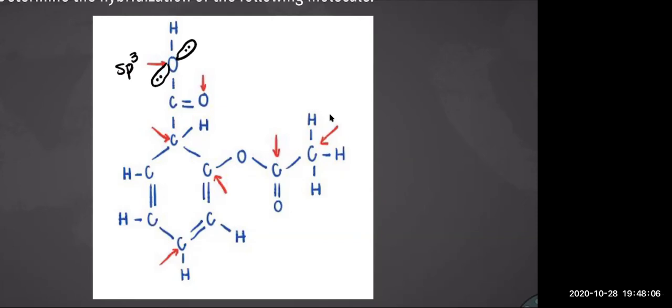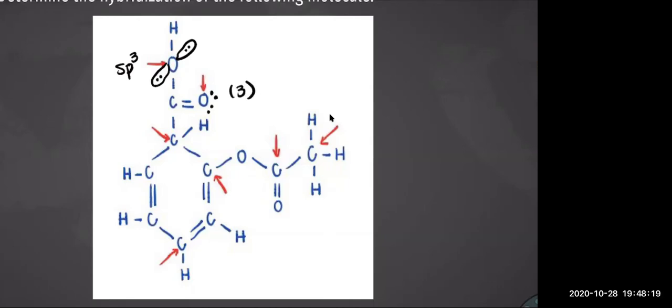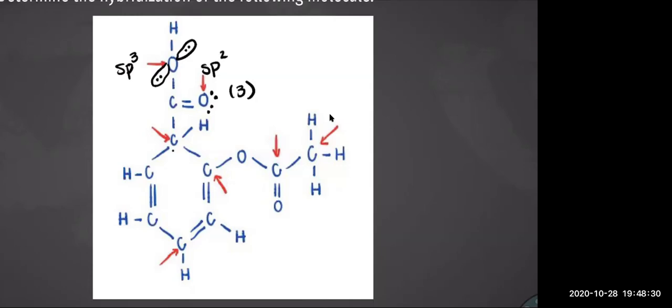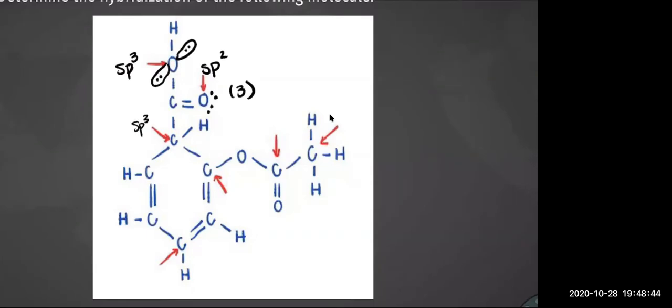So for this oxygen right here, what did you guys put? So it has 2 lone pairs. So this would be how many connections? 4. It'd be 3. 2, 3. Yes, 3. So it would be sp2. How about this carbon? The carbon is sp3 because it's tetrahedral. Yes. How about this carbon right here?